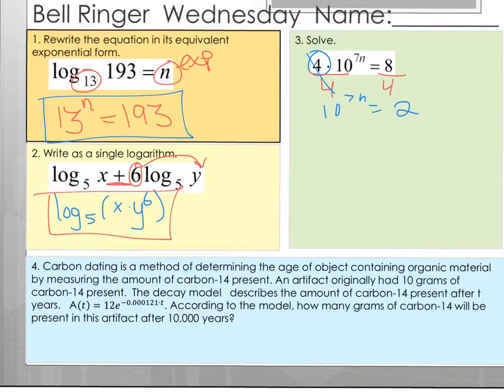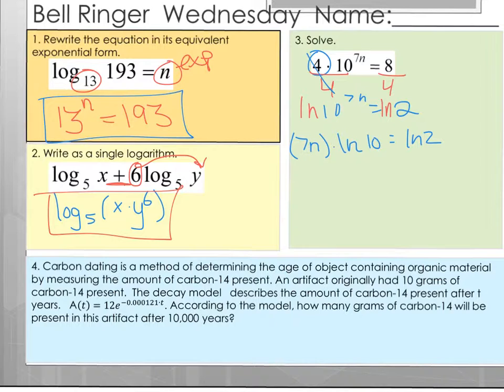And then, in order to get the exponent out of the exponent, I'm going to take the natural log of both sides. That lets us rewrite the log using the power property. So we have 7n times the natural log of 10 equals the natural log of 2.